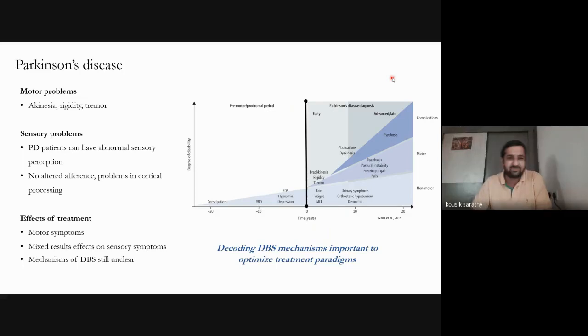And the diagnosis typically happens when there is occurrence of motor symptoms. It is typically tremor, if not other issues like rigidity or akinetic symptoms, right? But this is at least several years, if not tens of years, from the origin of the disease.